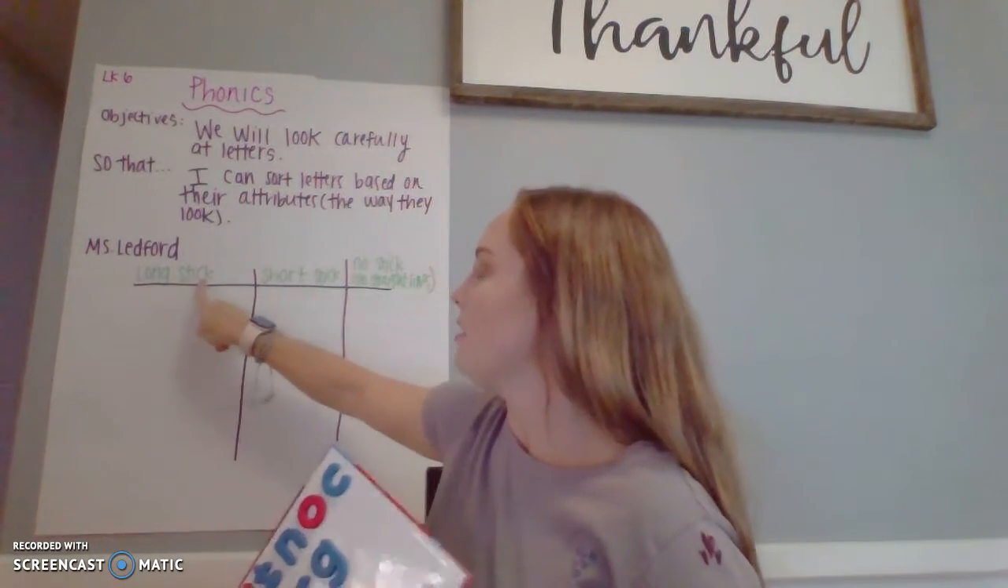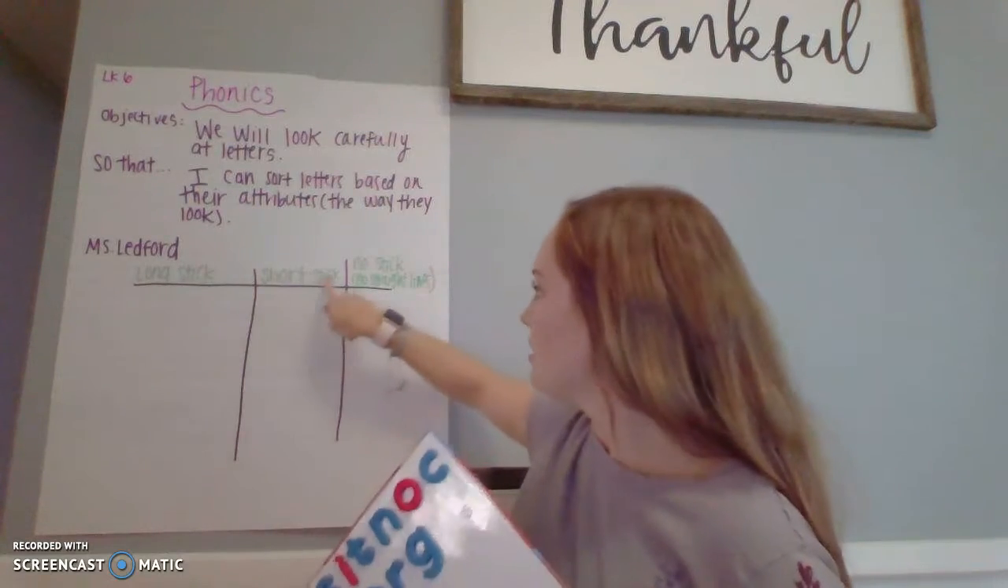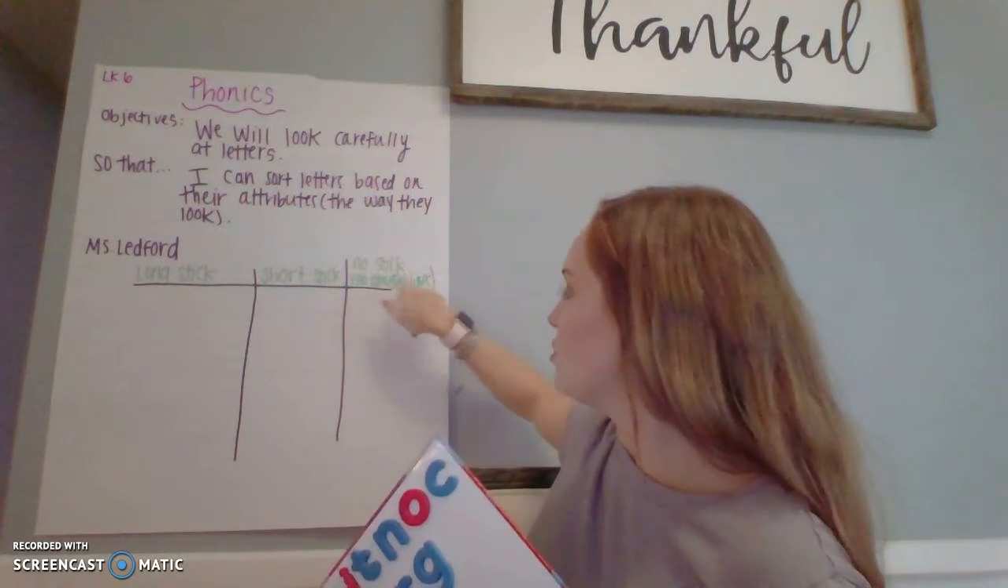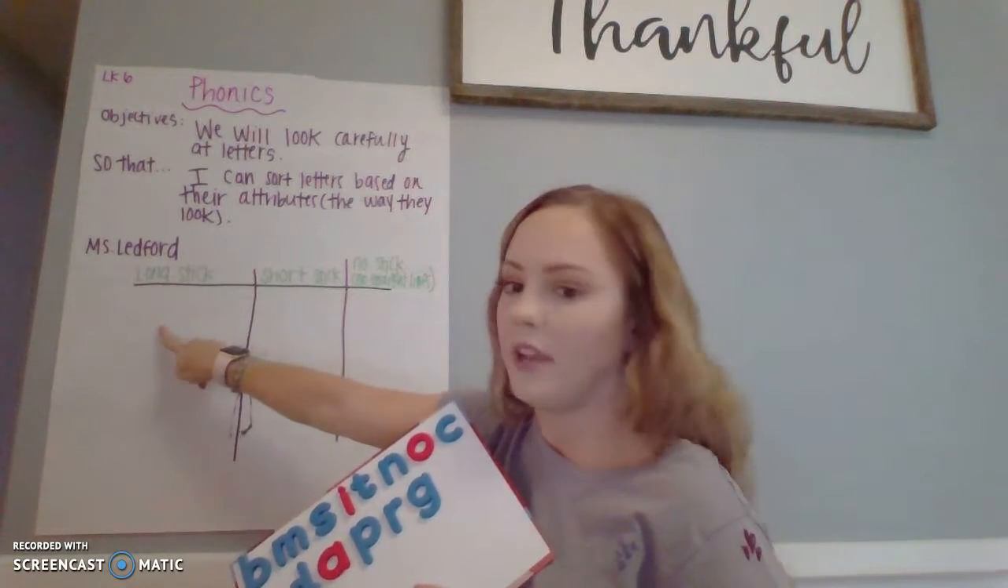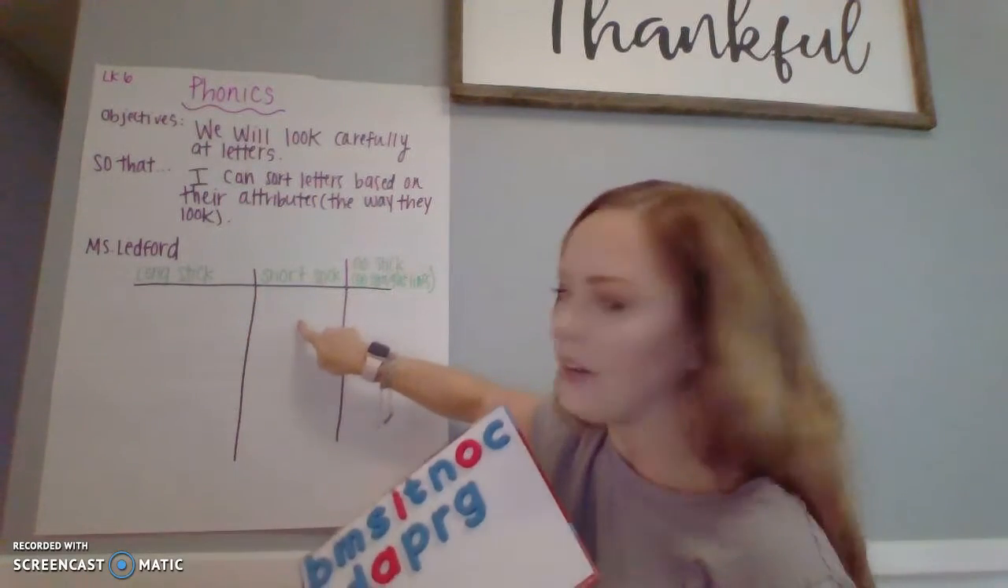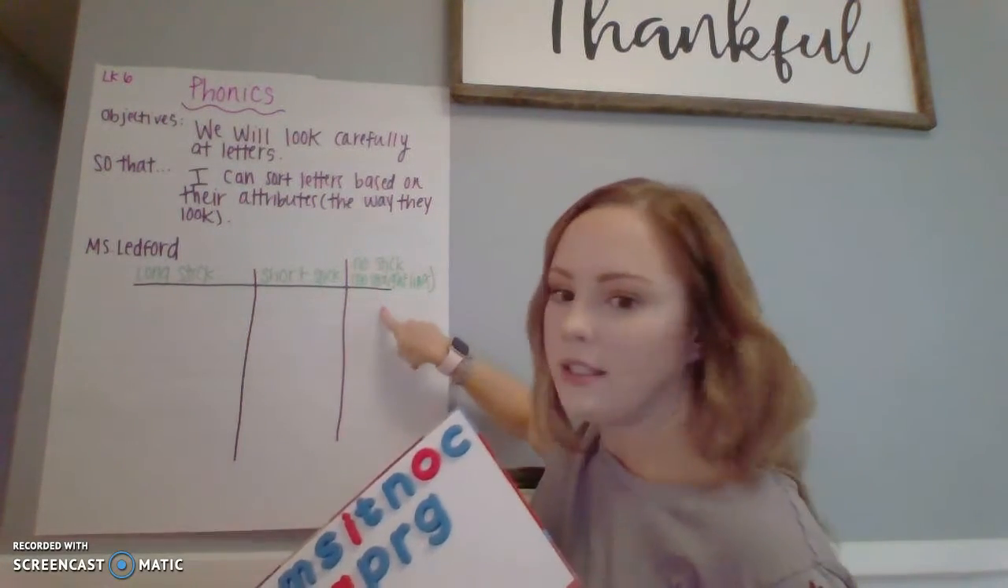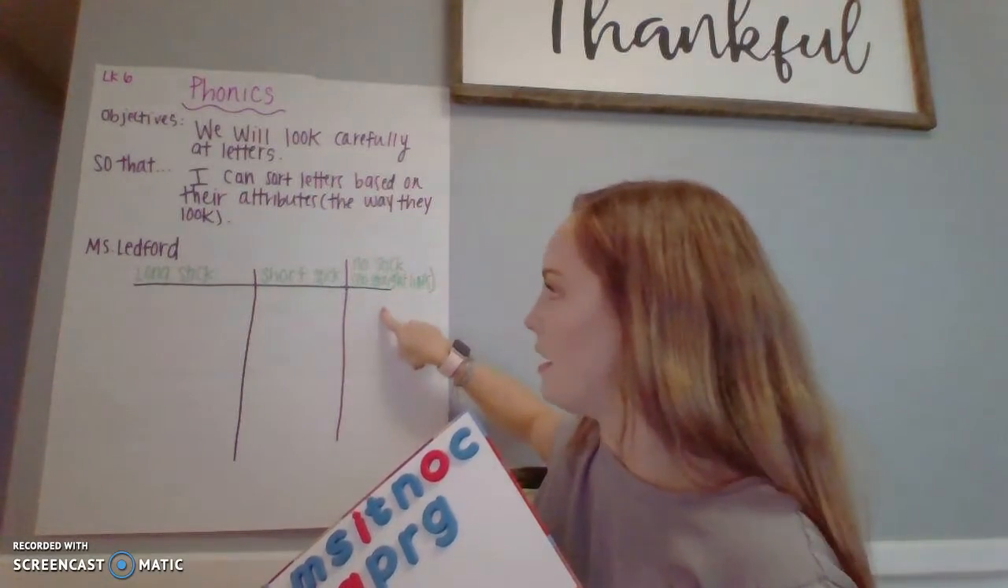This part says long stick, short stick, and no stick or no straight line. So we're going to sort these letters, and if they have a long stick, we're going to write them over here. If they have a short stick, we're going to write them in the middle, and if they don't have any stick or no straight parts, we're going to write them on this.